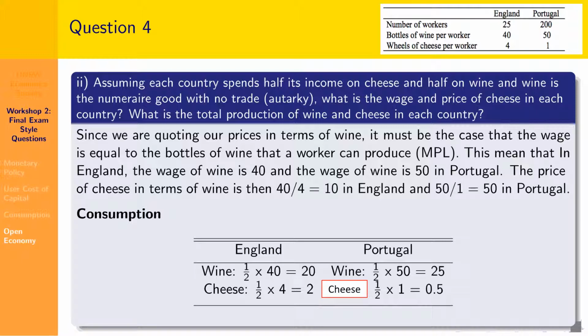To figure out how many of each good they consume in each country, we perform the following calculations. To calculate the consumption of wine in England, we multiply the wage in terms of wine, which is 40, by 0.5, because they're spending half of their income on wine. To calculate the consumption of cheese, we multiply the number of cheese wheels that each worker can produce by 0.5. The same calculations can then be done to find the consumption of wine and cheese for Portugal.